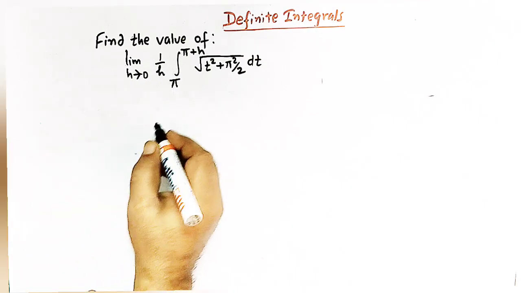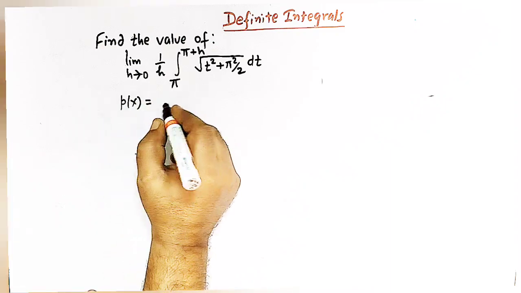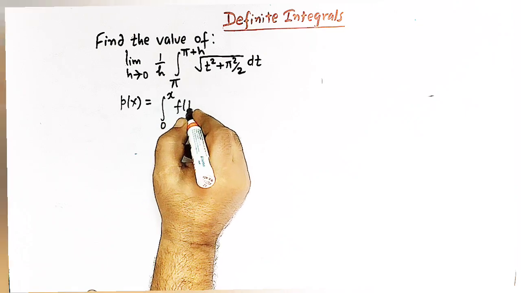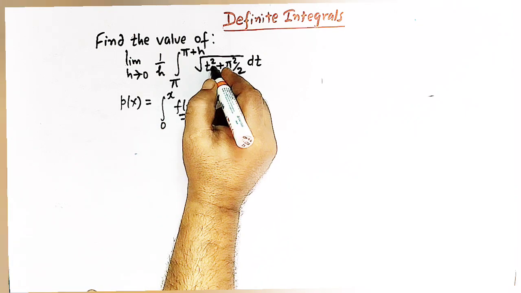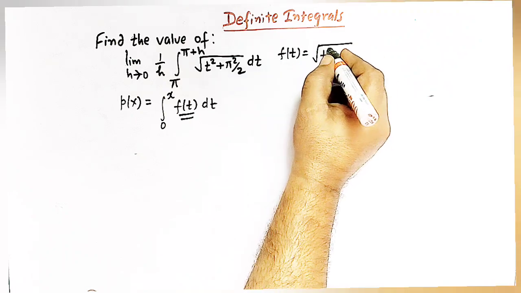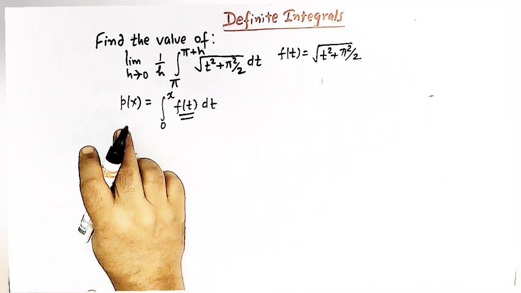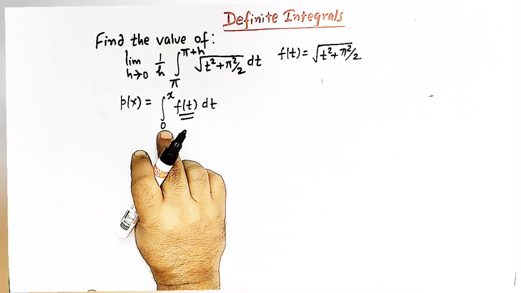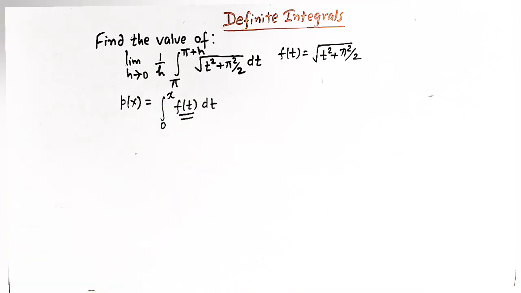Now let us consider a function, say p of x, that is equal to the integral from 0 to x of f of t dt, where our function f of t is equal to the square root of t square plus pi square over 2. So here we assume a function p of x that is equal to the integral from 0 to x of f of t dt.